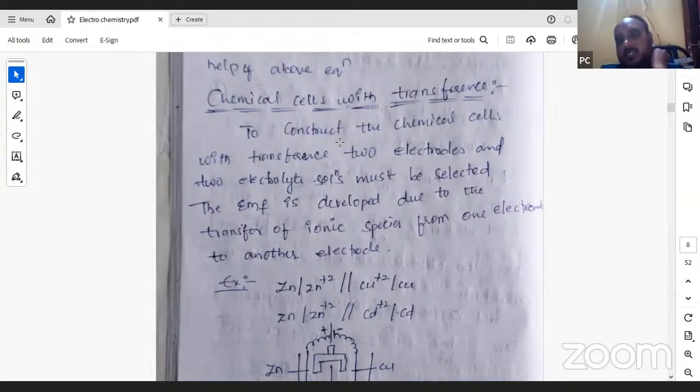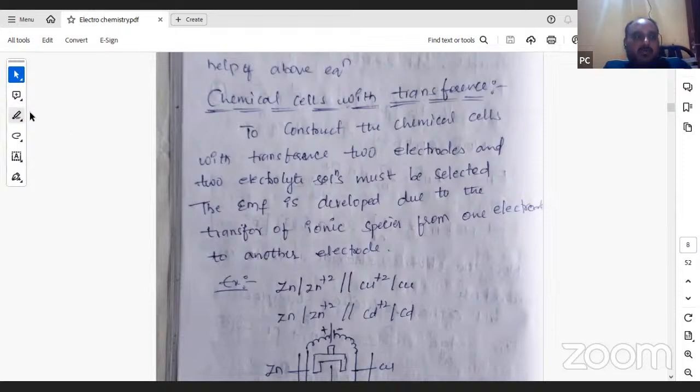Whenever a direct transfer of ionic species is there, what will be the potential developed? That will be considered with the help of chemical reactions. Therefore, we can get the overall cell EMF of chemical cells with transference.